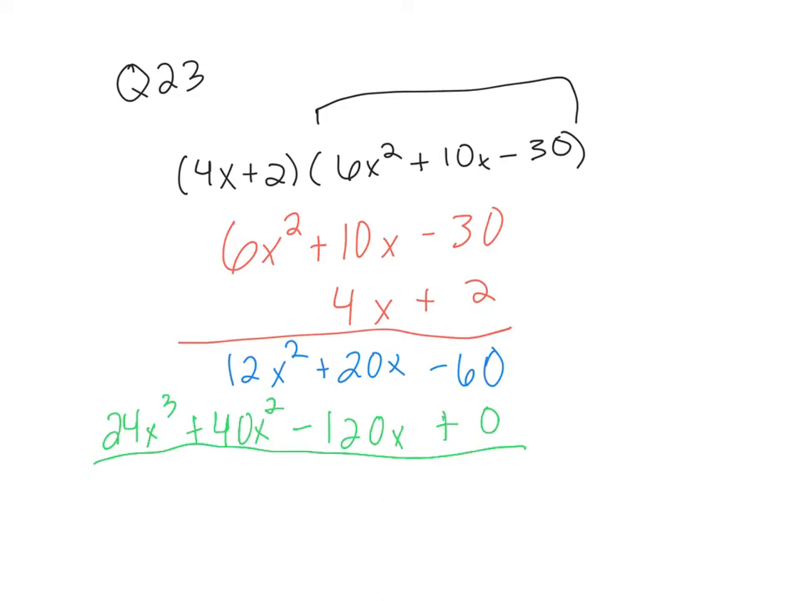Now we're going to add them all together to get our final answer. Negative 60, 20 plus a negative 20 is negative 100x. 12 plus 40x squared is 52x squared. And then bring down the 24x cubed. And this would be my answer.